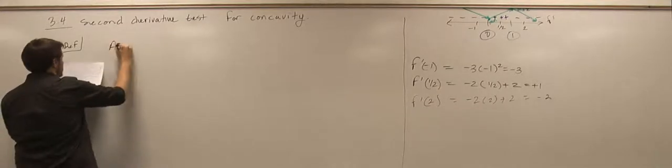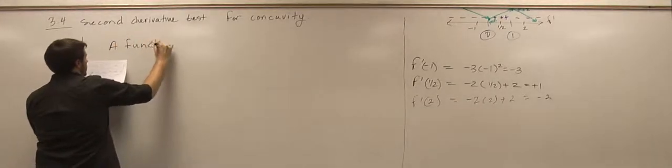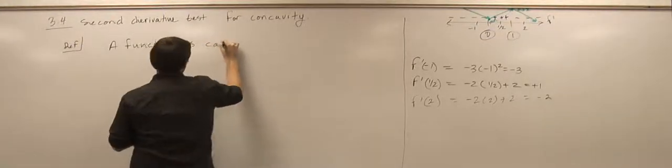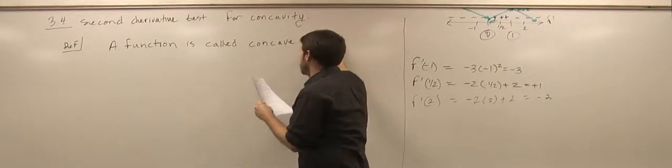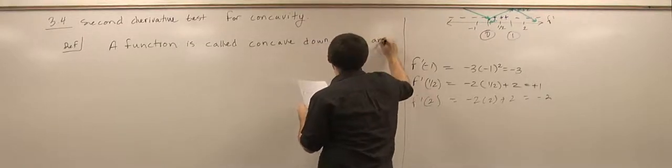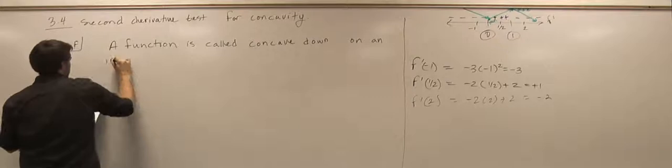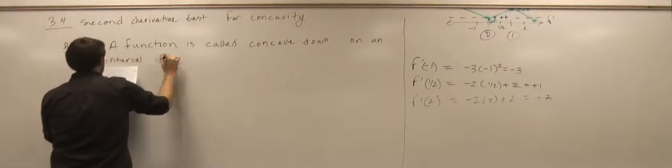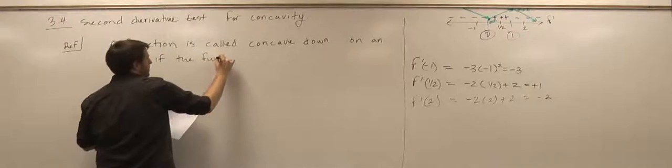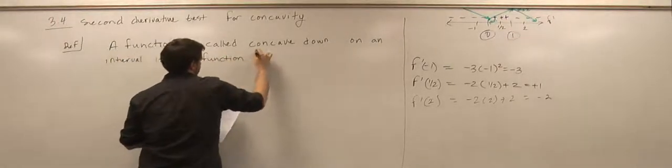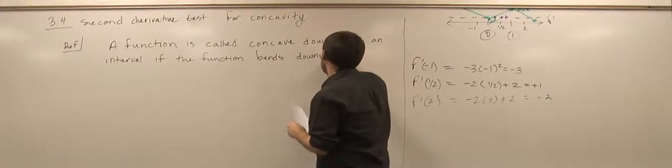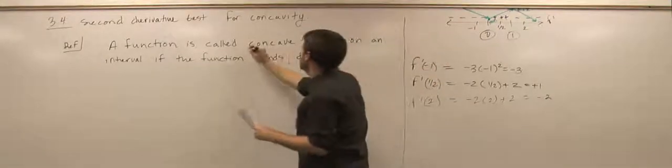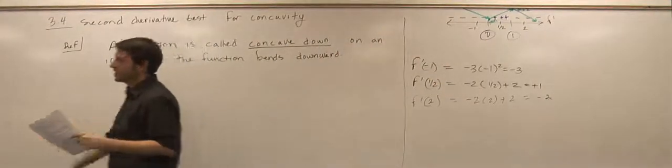So a function is called concave down on an interval if the function bends downward. That's the weak definition. But it's good. So concave down means the graph of your function is bending down.